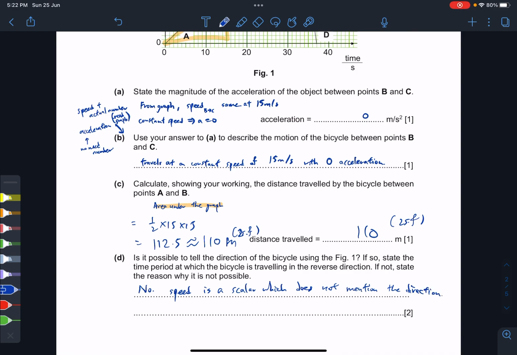You can't tell the direction. You need something that is vector. You need vector. Because it's a scalar. It's a scalar term that doesn't have direction. So if you just give me something that is just a number, I give you numbers, you can't tell me the direction. It doesn't make sense.